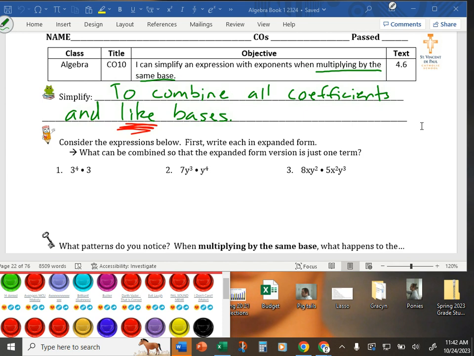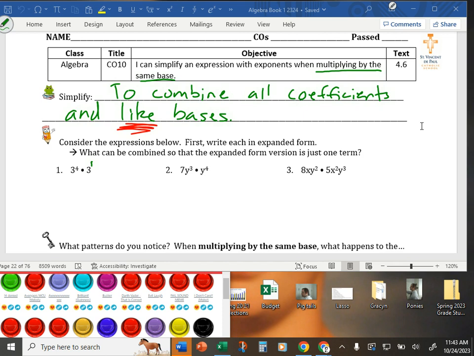So this first one here, 3 to the 4th times 3. What exponent does that 3 have? Even though it's not written, what exponent is there? 1. Just like if you've got a variable by itself, it's like 1n or 1x. When you have a term by itself, even though it's not written, it has an exponent of 1.